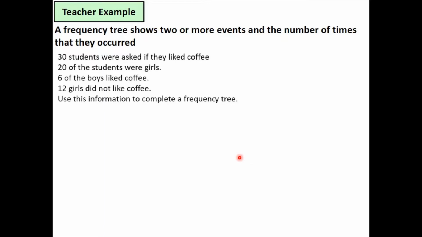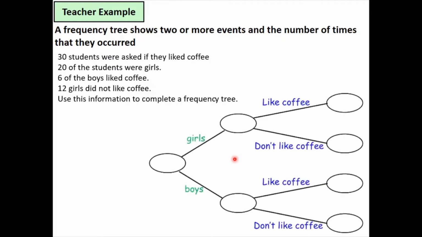First thing you need to do is plot out your frequency tree. Okay, now it will look like this. So you've got your initial starting point. You've then got your first branch, which in this case is girls and boys, and then off of each of those two, you've got a second branch, liking coffee, not liking coffee, and then repeated liking coffee, not liking coffee. So two branches because I've got two variables. Girls, boys is my first branch, and then like coffee, don't like coffee is my second branch.